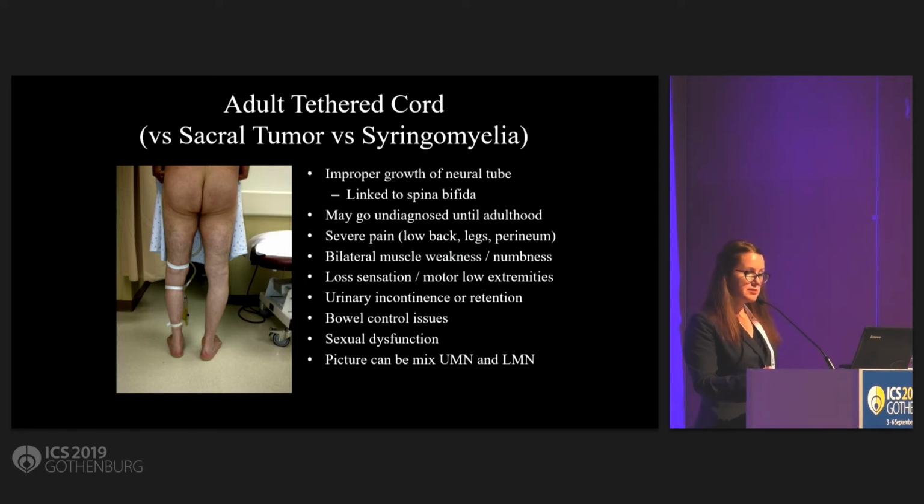So adult tethered cord is another diagnosis I see with regularity, and it can go undiagnosed until adulthood. The patients can have pain in the low back, legs, and perineum. They can have muscle weakness and numbness in the lower extremities, loss of sensation, urinary incontinence, bowel and sexual dysfunction. And the picture can be mixed from upper motor and lower motor neuron syndromes because with the tethered cord, there's stretching of the spinal cord cephalad to the point of tethering.